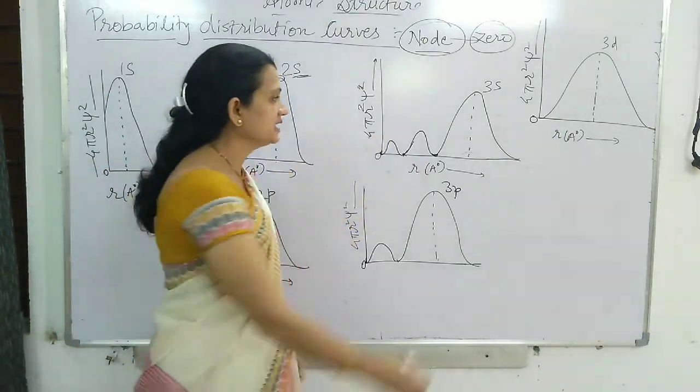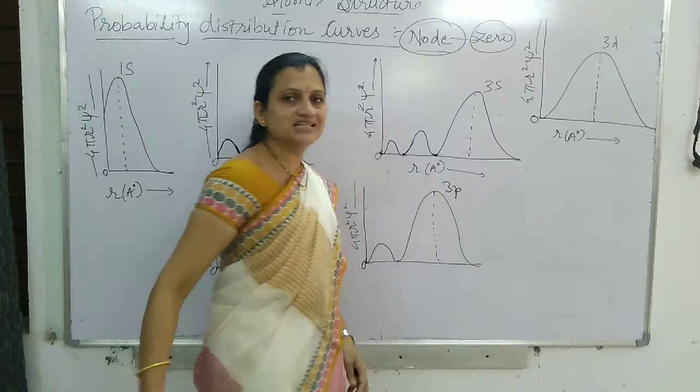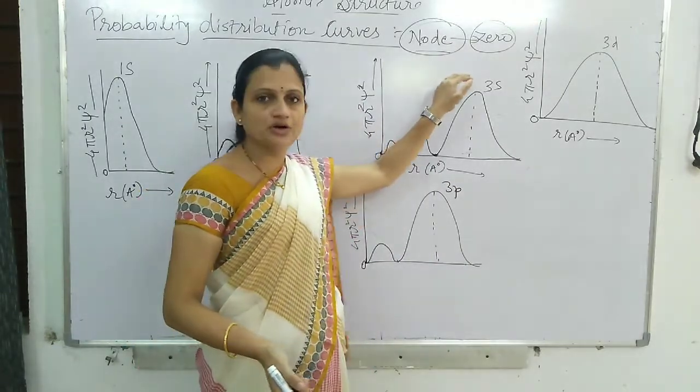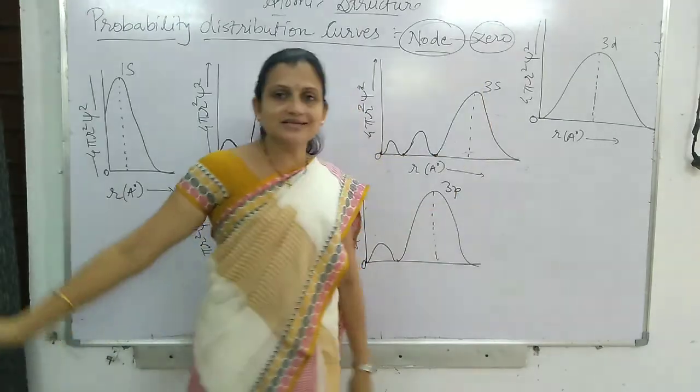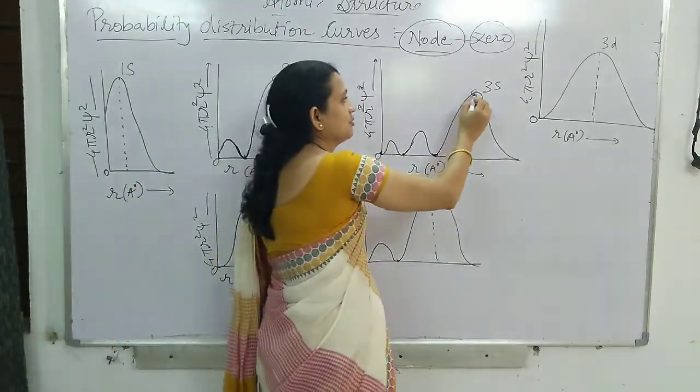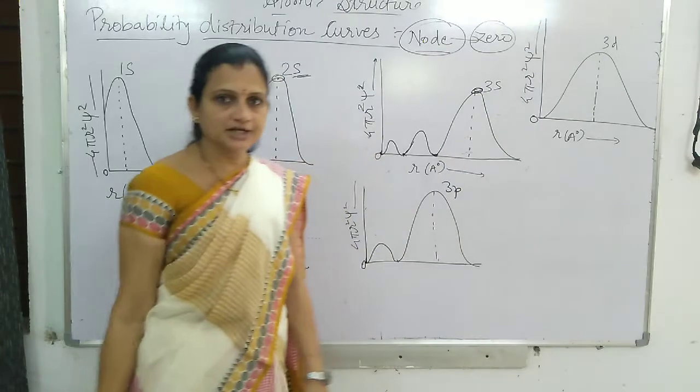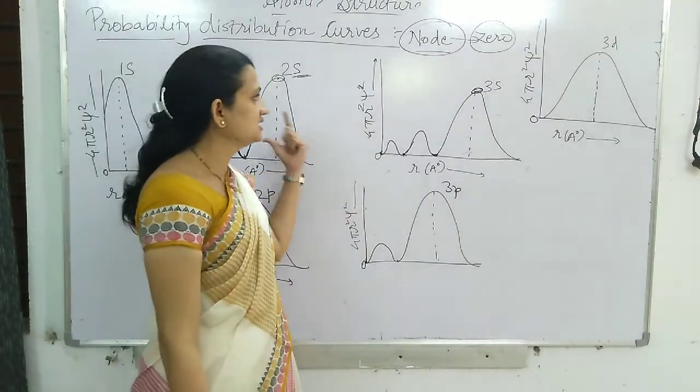Again the curve starts increasing, which means the finding of an electron increases, and one stage is reached. At that stage there is maximum probability of finding an electron. So this is another point.